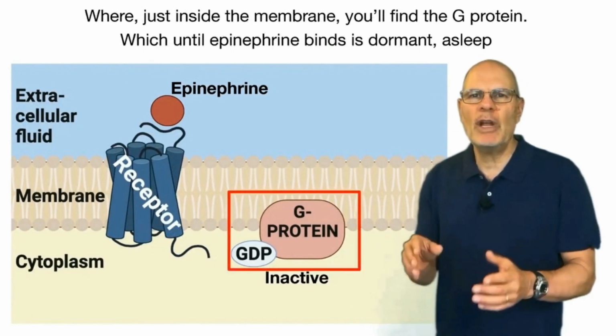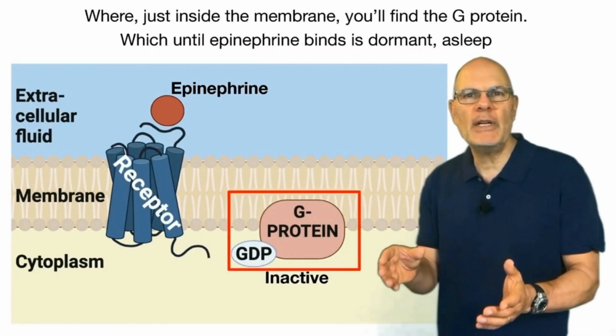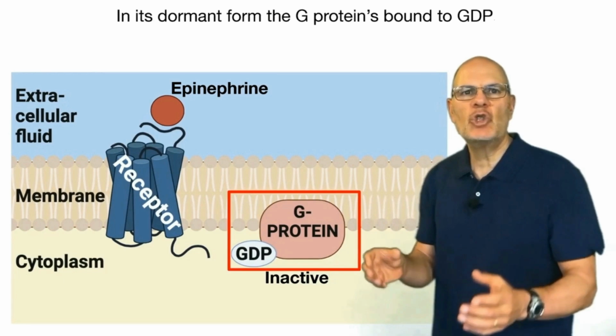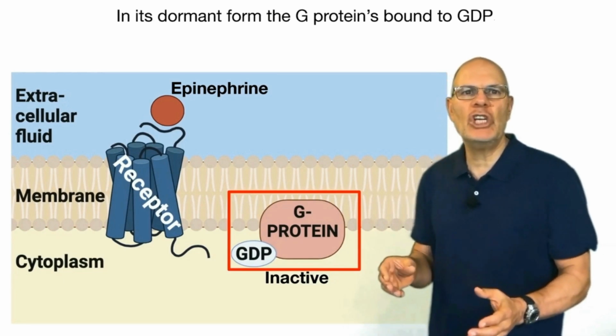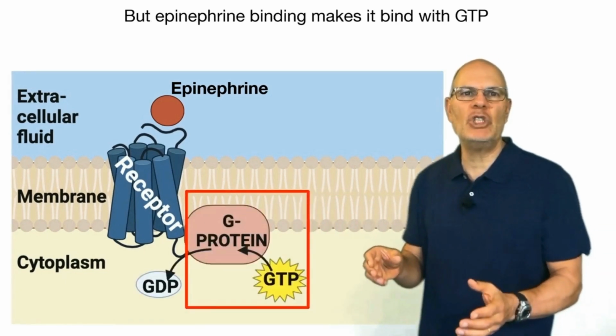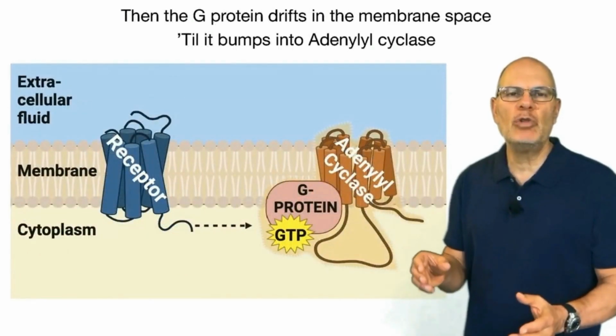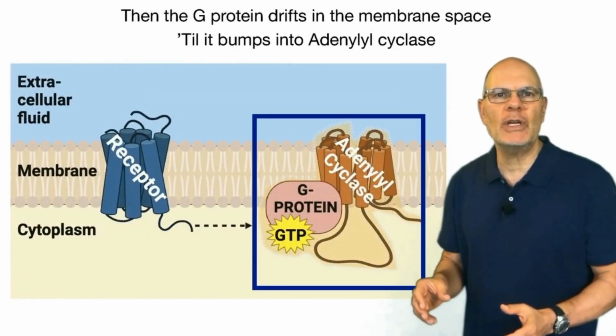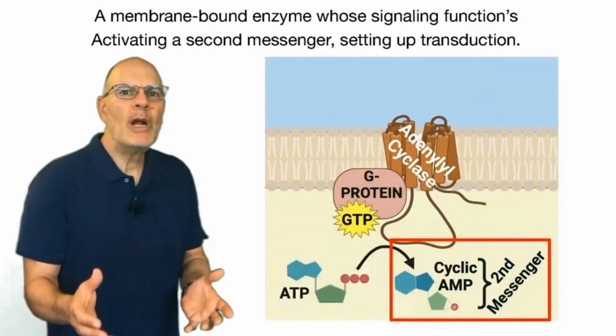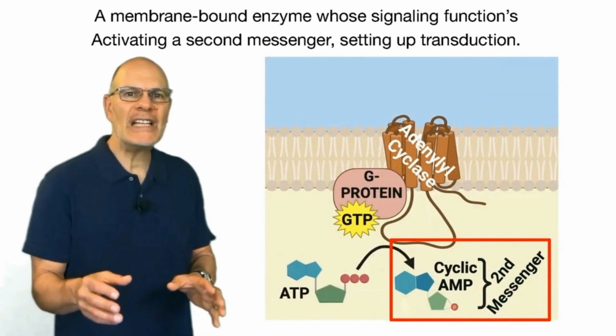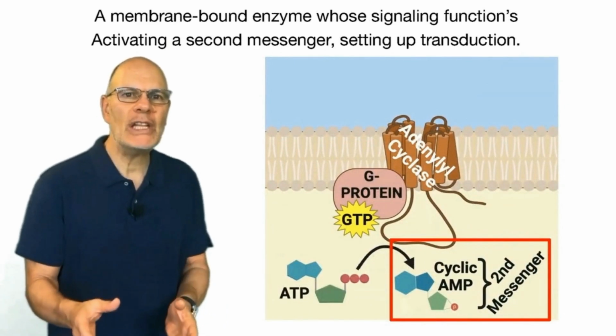Just inside the membrane you'll find the G protein, which until epinephrine binds is asleep in its dormant form. The G protein's bound to GDP, but epinephrine binding makes it bind with GTP. Then the G protein drifts in the membrane space till it bumps into adenyl cyclase, a membrane-bound enzyme whose signaling functions activate a second messenger, setting up transduction.